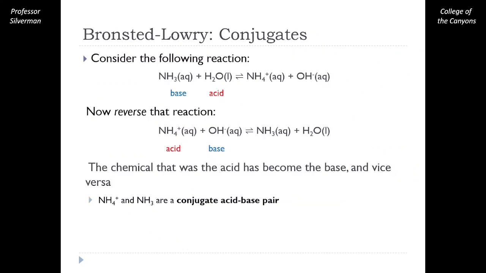Our last concept that we want to introduce is this idea of conjugates. We looked at the reaction between NH3 and H2O, and we said that ammonia, NH3, is a base, while H2O, water, in this case, is acting as an acid. We can also look at the reverse of that reaction. If we are starting with the other side, starting with NH4+ combining with OH-, we can build back what was originally our reactants.